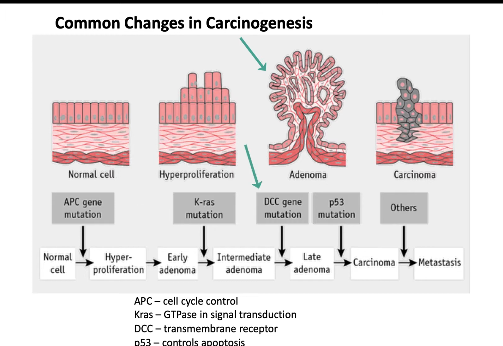Then a DCC mutation, which is a transmembrane receptor protein, late adenoma, and then p53, which controls apoptosis. So now the cells are more or less immortal. Carcinoma is formed, and then others, and then you get metastasis. So it's multiple mutations in all cancers, actually.